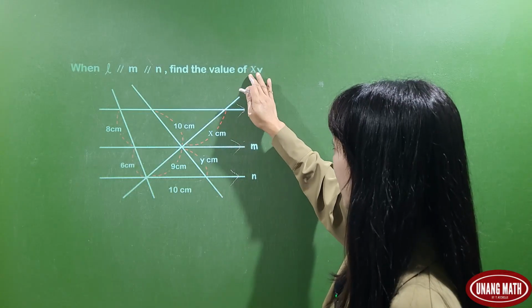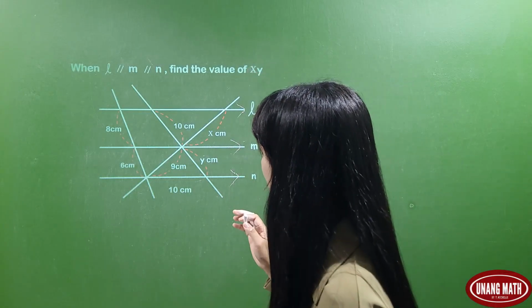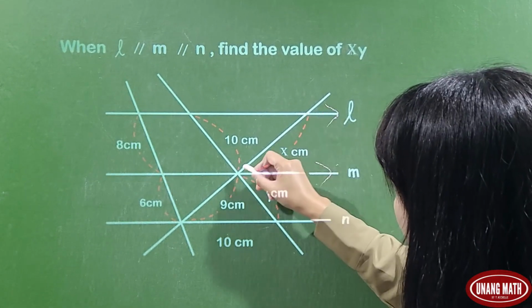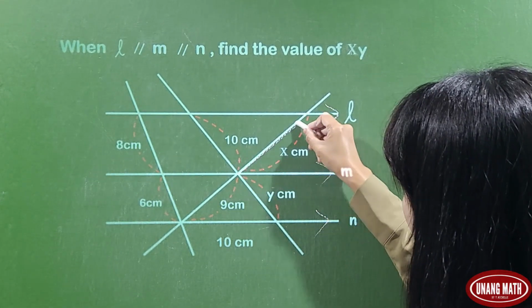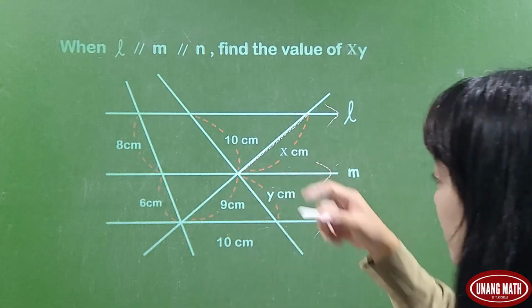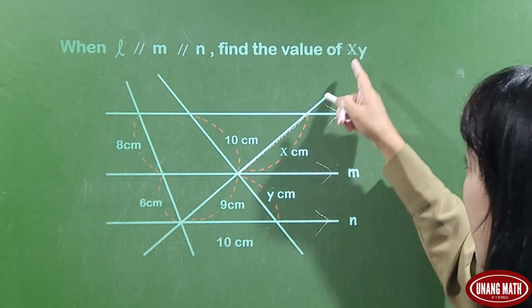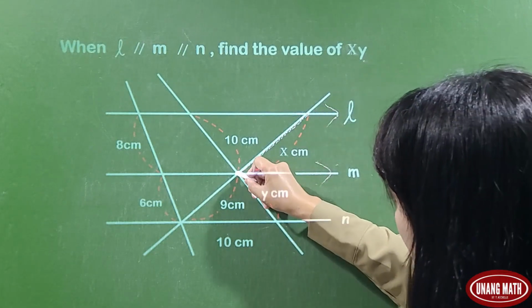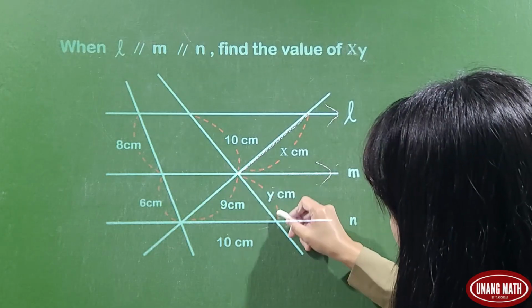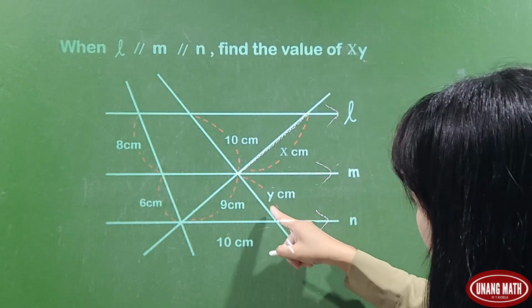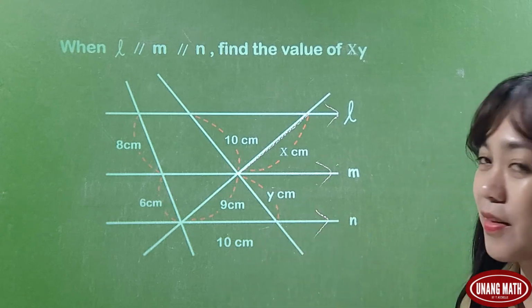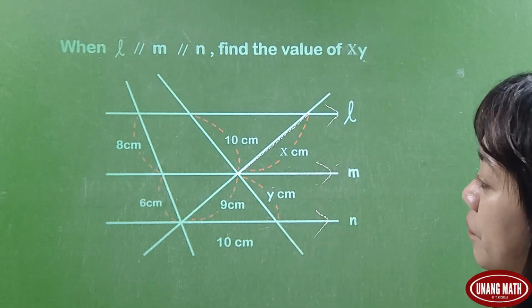Okay, to find the value of X, let's find the value of X first. That would be this segment. Or what would be the length of this segment? That is the value of X. How about Y? From here to here, that segment, then that is the value of Y.